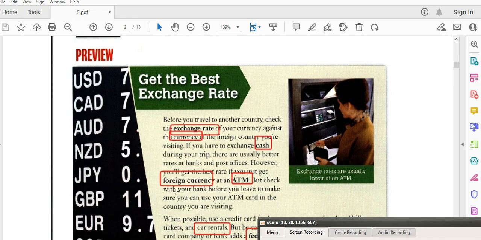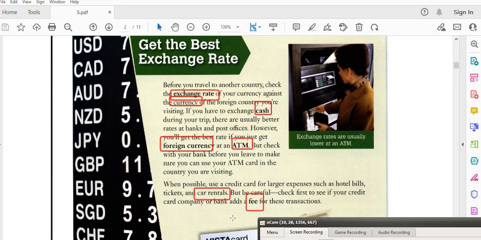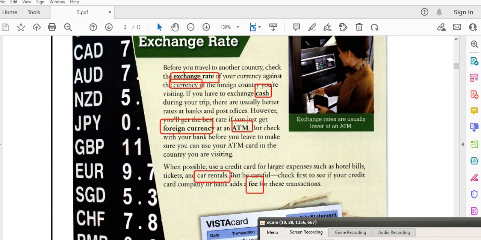But check with your bank before you leave to make sure you can use your ATM card in the country you are visiting. When possible, use a credit card for larger expenses such as hotel bills, tickets, and car rentals. But be careful, check first to see if your credit card company or bank adds a fee for these transactions. Exchange rate, نرخ ارز.